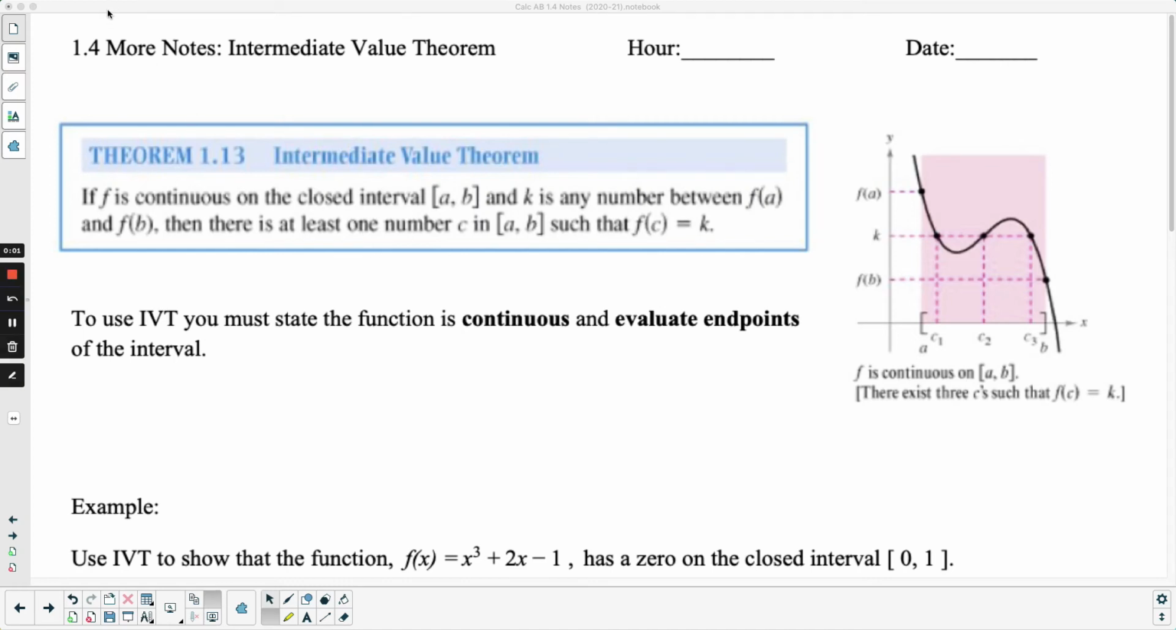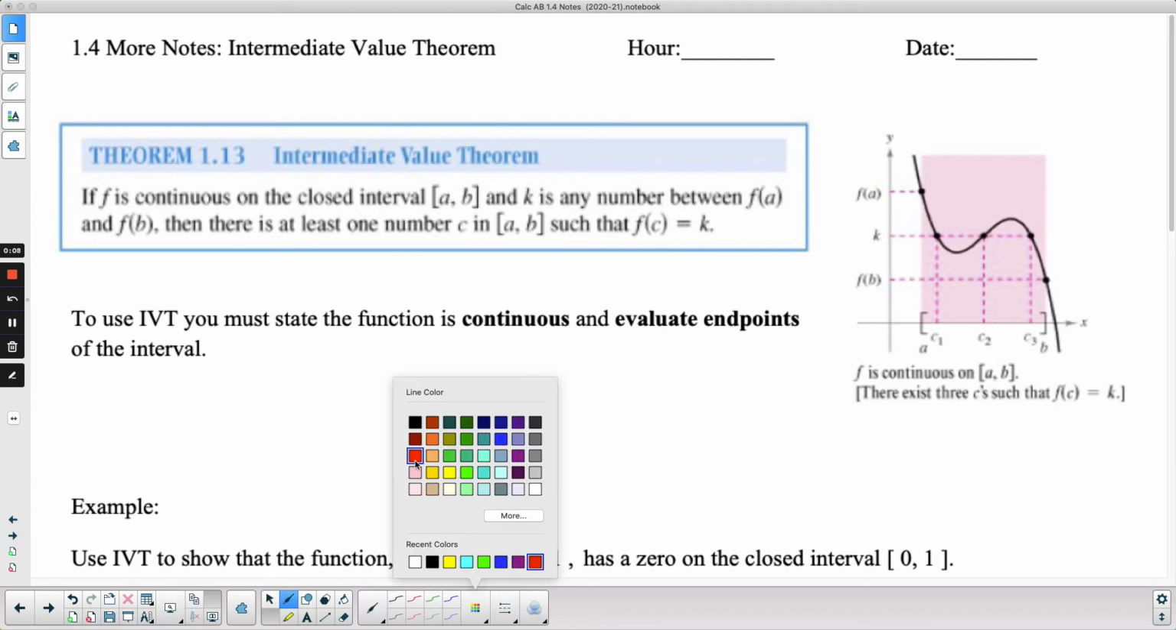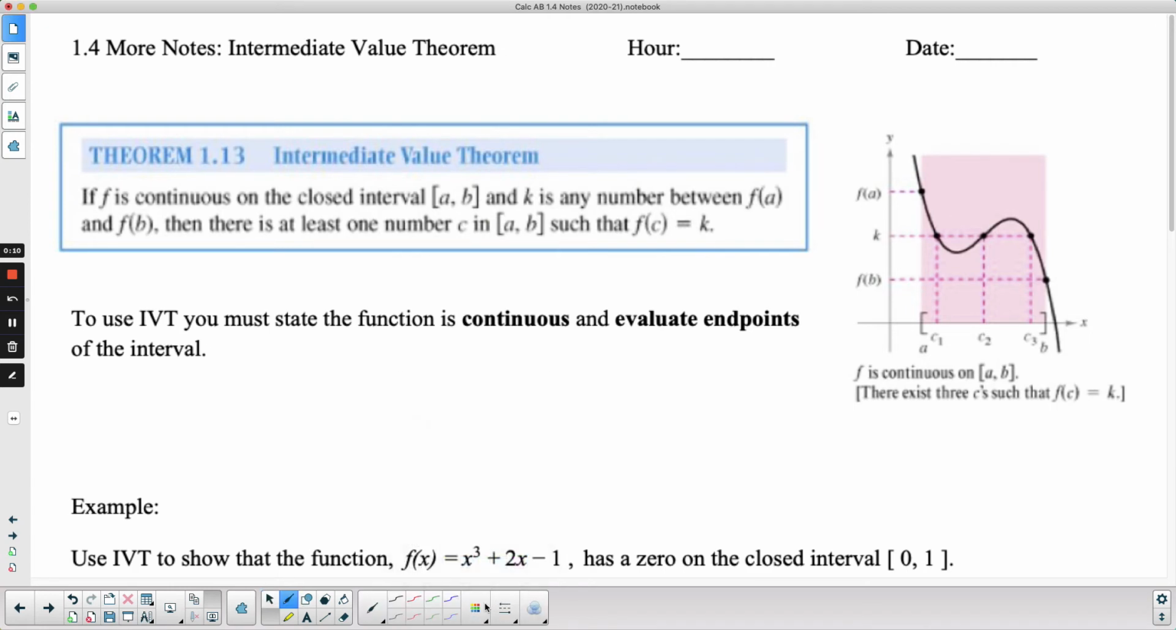All right, welcome to the second part of 1.4. We're going to be going over the intermediate value theorem and applications of it. All right, so the intermediate value theorem does relate to continuity and limits, more so continuity between two given x values.